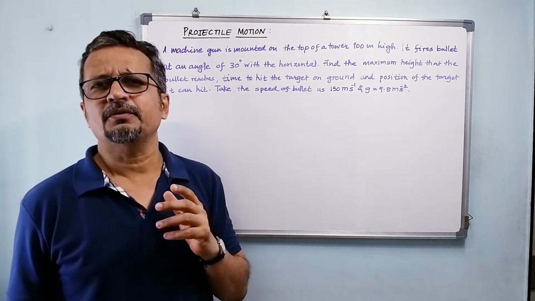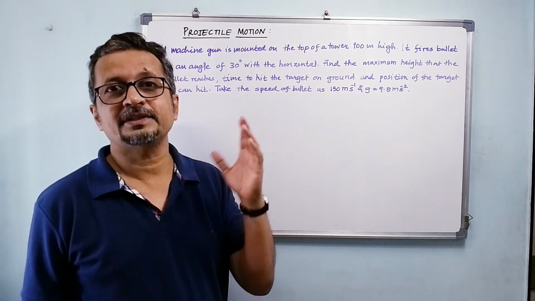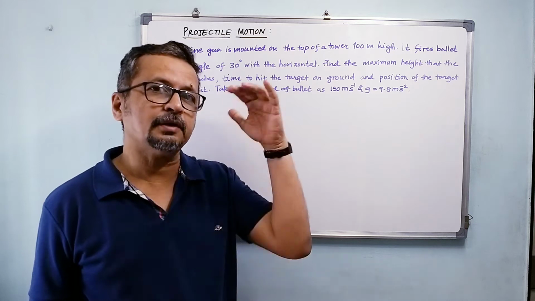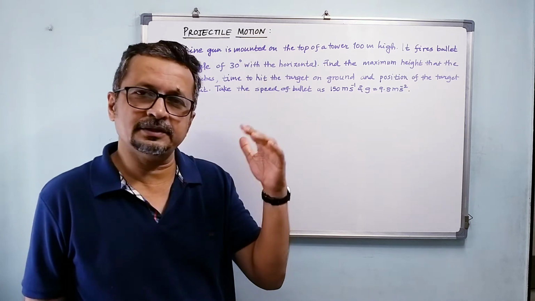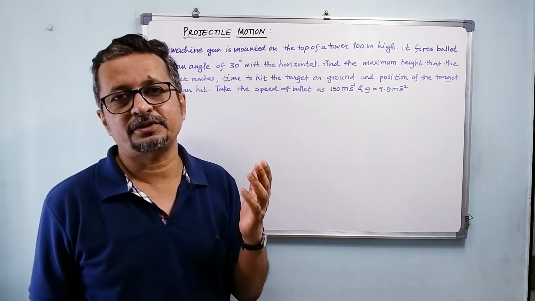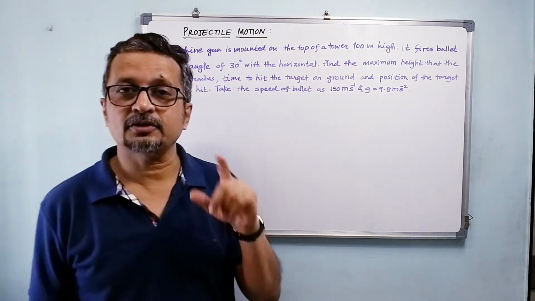So what do they want us to find out? Number one is maximum height. Now when they say maximum height, it would be the maximum height above the ground, right? The gun is mounted on top of this tower, that is okay, but then when they say height, it would be measured from the ground. Number two is the time to hit the target on ground.